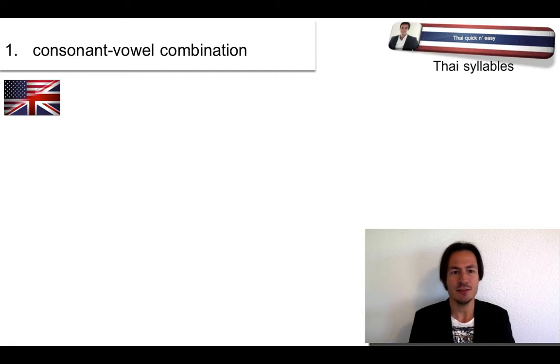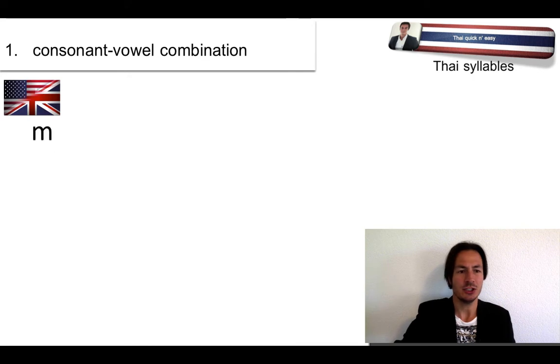So, first of all, we're going to look at consonant-vowel combinations, because when you start learning Thai, you may be confused about the construction of the syllables, how they're set up, how the consonant-vowel combination is done. For that, we will first focus on the English language and on how we do it in English.